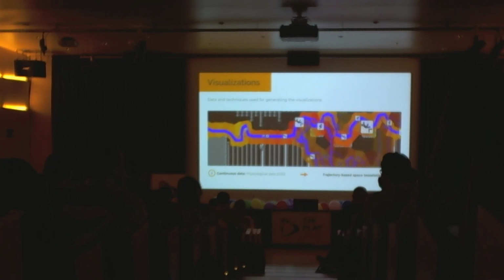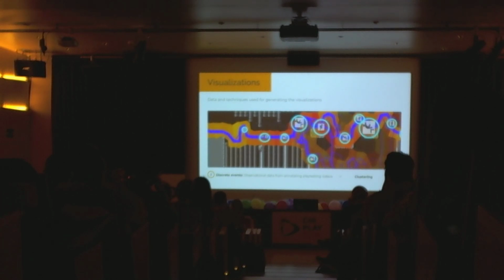And the second data type displayed in the visualization is continuous data, where we looked into physiological data in the form of galvanic skin response, which is a measure of the player's arousal state. So we use a trajectory-based space tessellation technique to allow that data to be aggregated and represented in geometric cells and overlaid following the player's traversal. And then it's color coded based on the arousal level, where yellow was low arousal and red was high arousal.